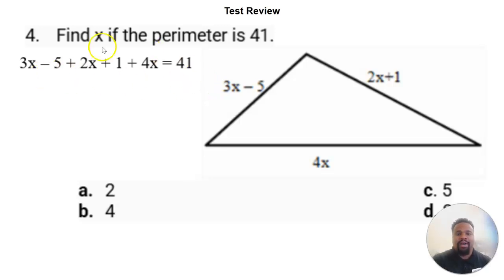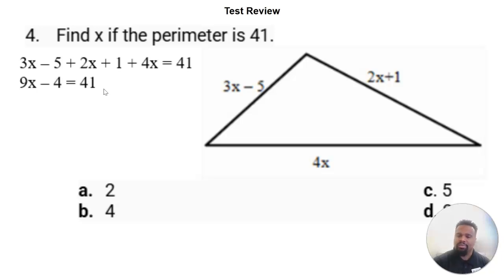So now that we have our equation set up, we want to go ahead and combine our like terms. Our like terms here are going to be 3x, 2x, and 4x. 3x, 2x, and 4x is 9x. Our other like terms are negative 5 and 1. Negative 5 and 1 gives you negative 4. So we have 9x minus 4 equals 41.